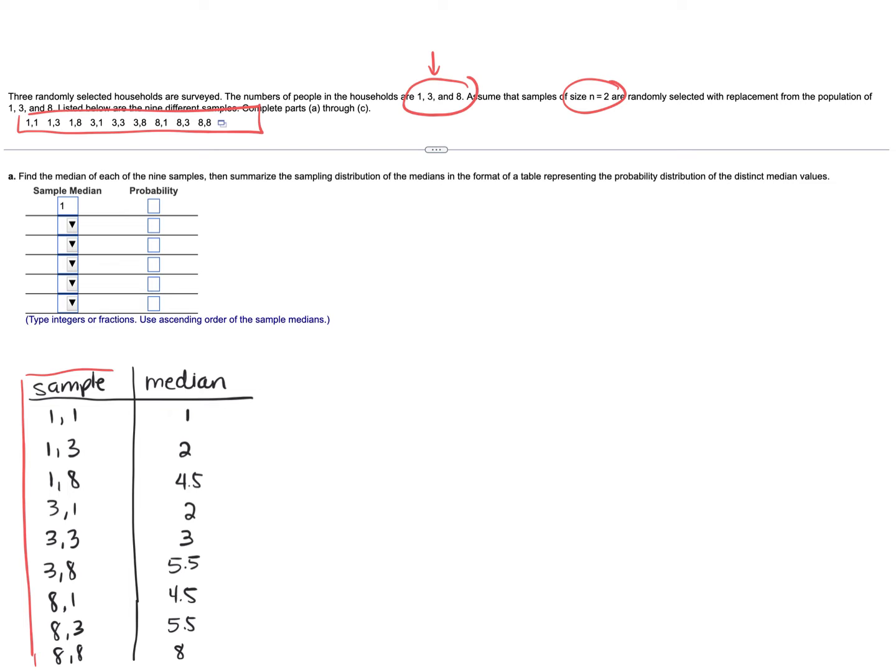The only mistake that I see is that in the last possible sample of 8 and 8, you wrote down that the median was 4.5, but it should be 8. So make that correction there.